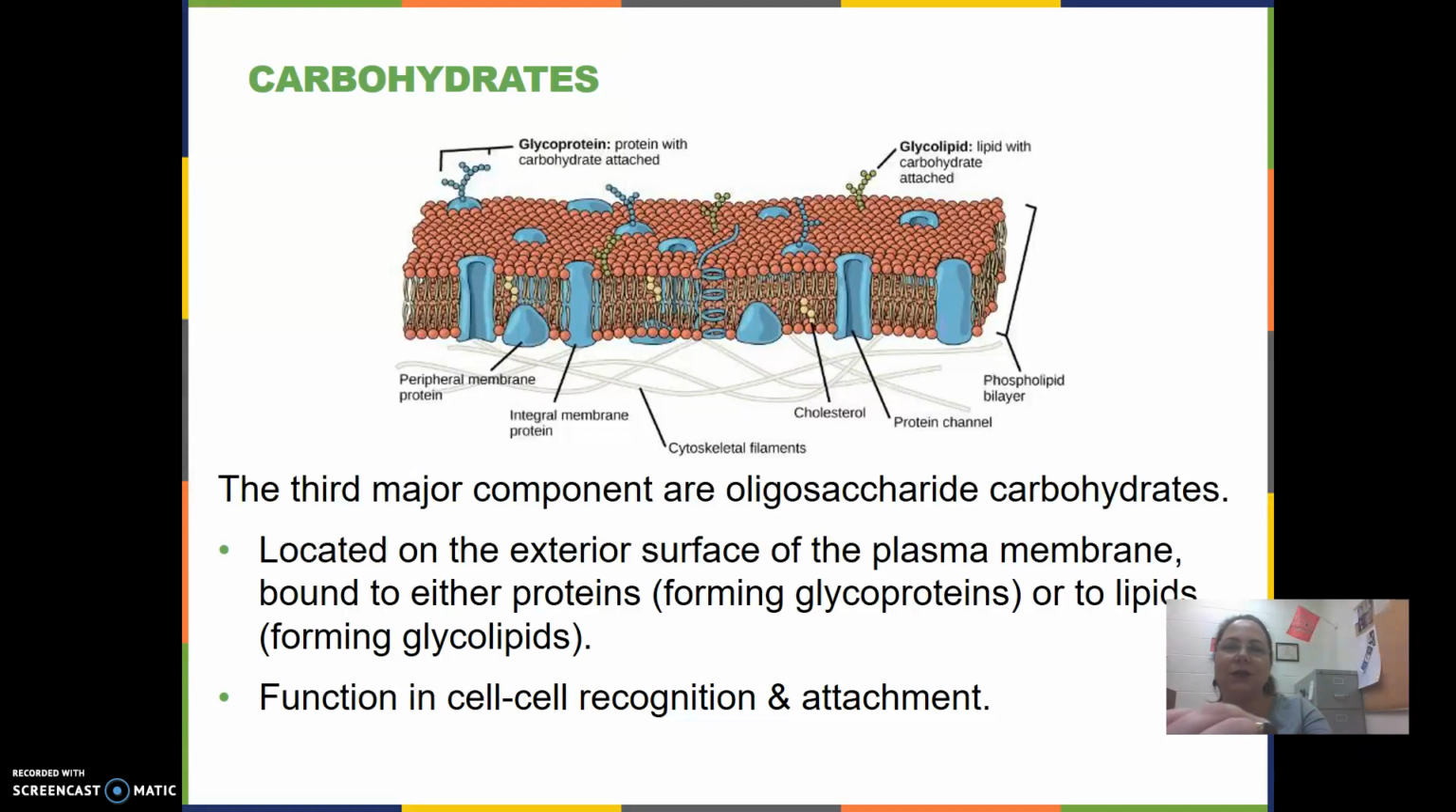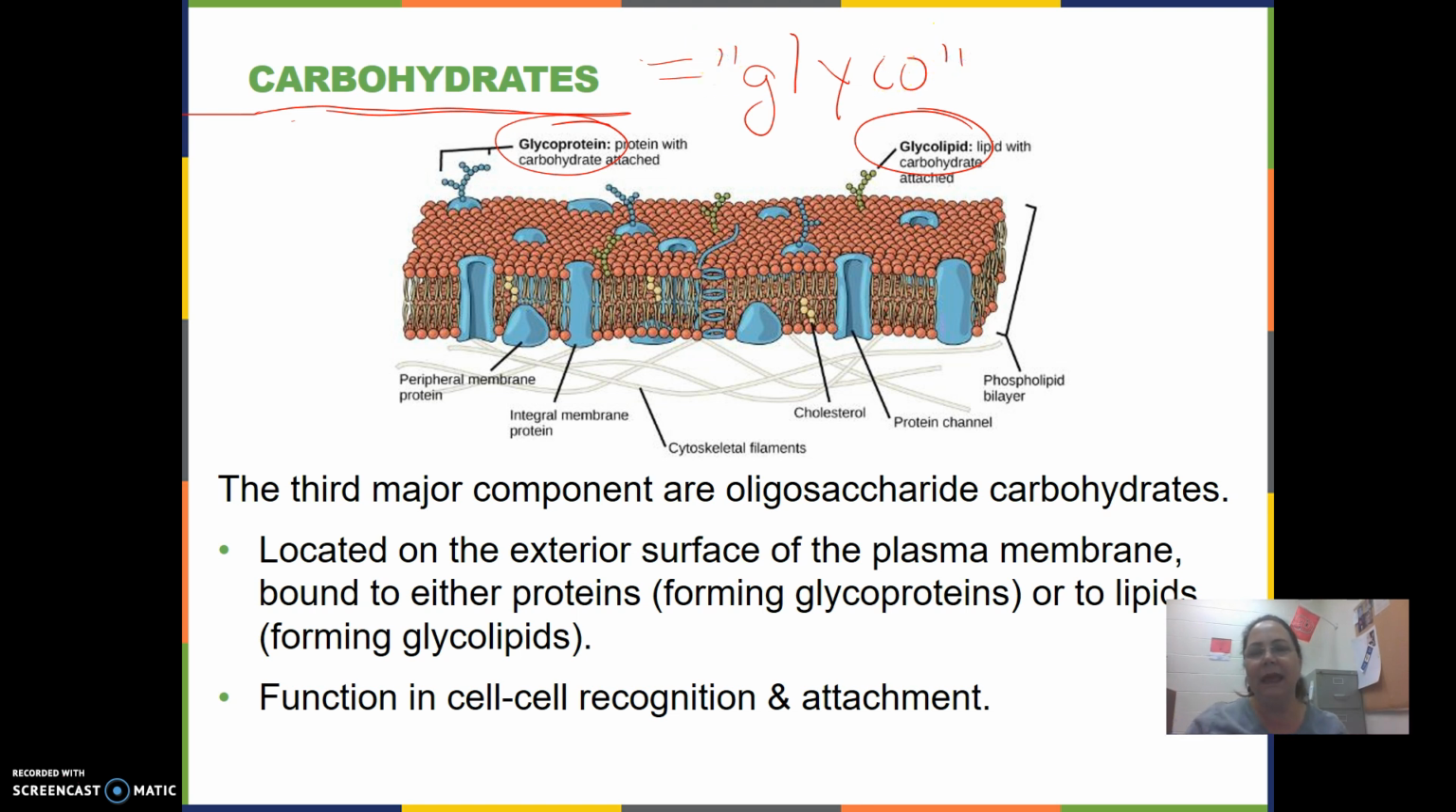And then you have carbohydrates, and these carbohydrates take the form of carbohydrate chains, and they can either be attached to a protein or to one of the phospholipids. So if they're attached to a protein, they're called glycoproteins. And if they're attached to a lipid, they're called glycolipids. So the glyco portion of that word is what represents the carbohydrate. And they have different functions. One of the functions is cell-to-cell recognition.